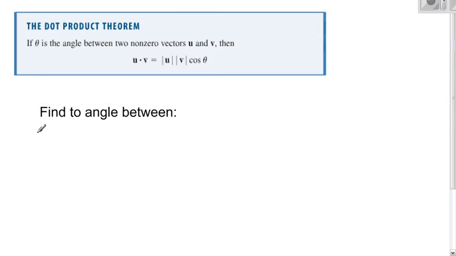So let's find the angle between u and v. And u is the vector ⟨2, 5⟩. And v is the vector ⟨4, -3⟩. So to find the angle in between, we're trying to find theta. So we can calculate the dot product. We can also find the length of each thing. So let's first find the dot product.